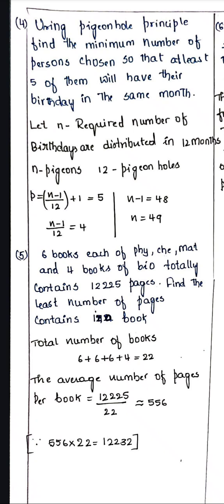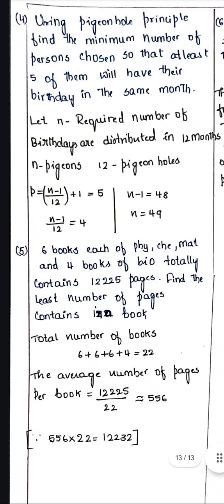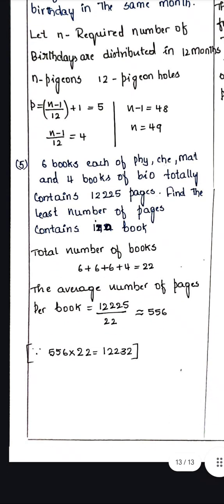So n pigeons, 12 pigeonholes. So (n minus 1) by 12 plus 1 equals 5. They have already given the condition, at least 5 of them will have their birthdays in the same month. So the plus 1 goes to this side, that becomes 4. (n minus 1) by 12 is 4. Then n minus 1 equals 48. Then n equals 49. 49 is the minimum number of persons chosen so that at least 5 of them will have their birthdays in the same month.